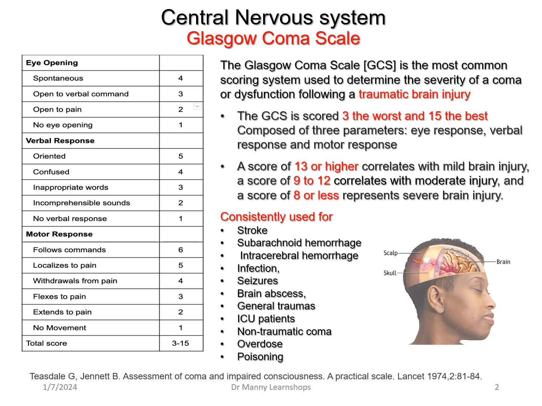Now, the worst possible score in the Glasgow Coma Scale is 3, not 0. The best possible score is 15 out of 15. This is consistently used for all head injuries and even possibly spinal injuries which may be associated with a head injury.